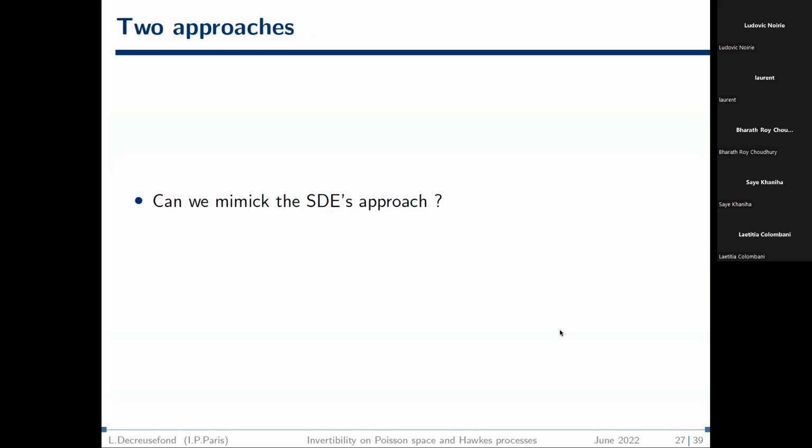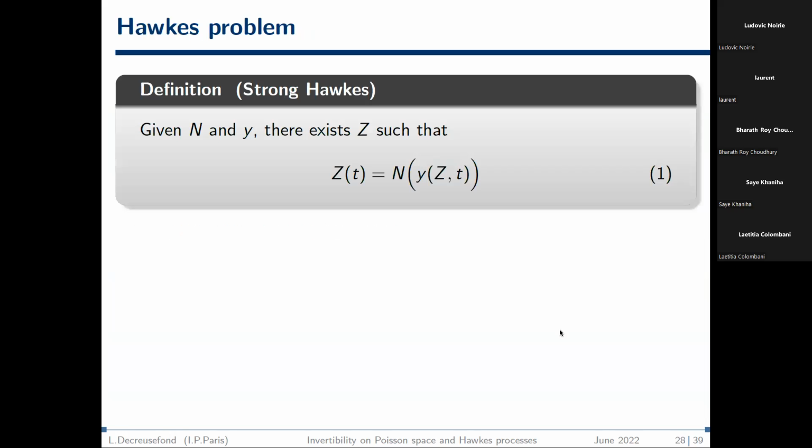And you have two approaches. Actually, we want to inverse a map. So the first question is, can we mimic the SDE approach? And do we have an entropic criterion? The answers are both yes. So that leads us to refine the definition of what a Hawkes problem is.